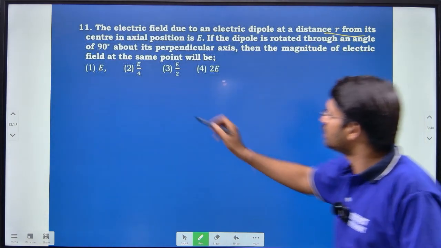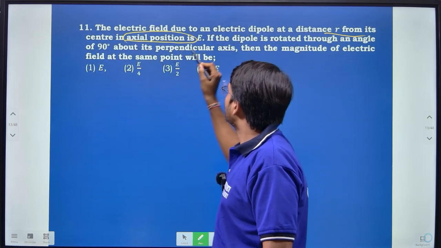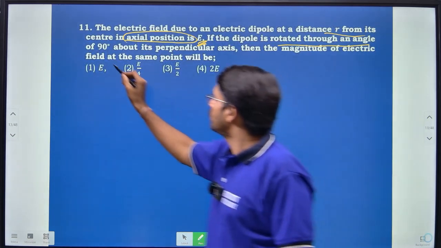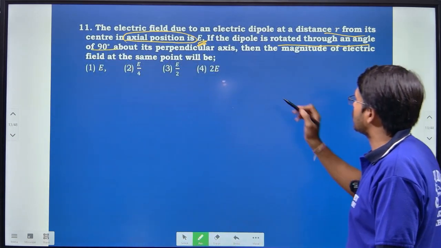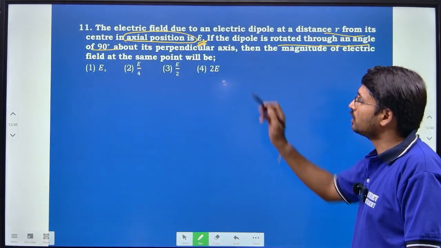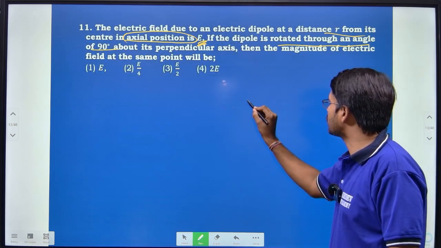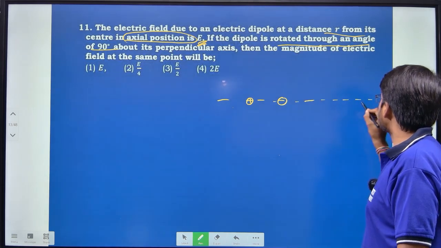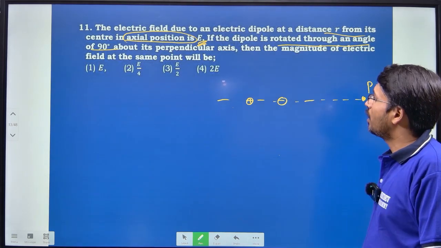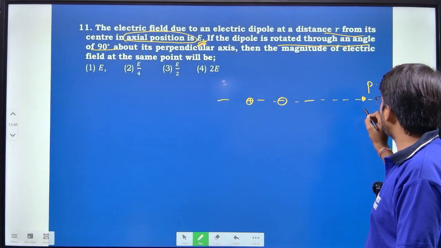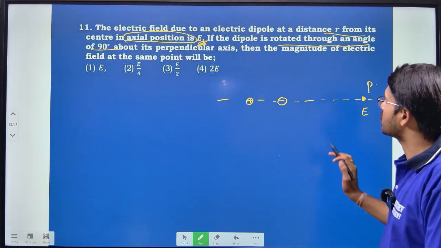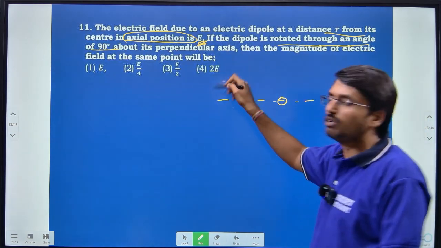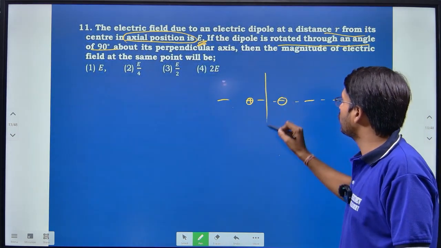from its center in an axial position is E. If the dipole is rotated through an angle of 90 degrees about its perpendicular axis, then the magnitude of the electric field at the same point will be something like this. Here, let us say we have a dipole, this is the axis, and here is the point P. What they have given is that first, at this particular point, the electric field is E along the axis. Next, the dipole is rotated through an angle of 90 degrees about its perpendicular axis, and the perpendicular axis is this particular one.